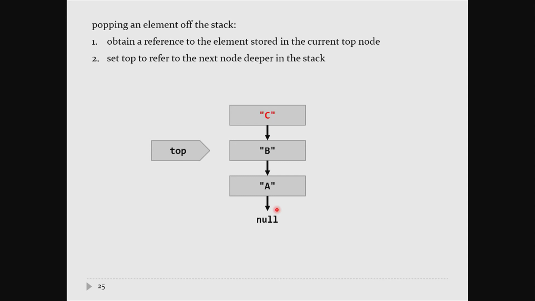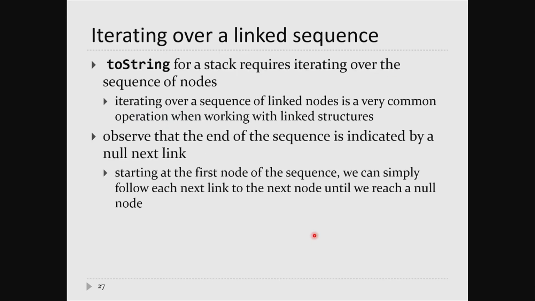For toString, for a stack, you probably want to print out all of the nodes, well, all the elements that are stored in the nodes. But that means you have to iterate over this sequence, and this isn't an array or an array list, so there's no get. I can't get node 0, node 1, node 2. I now have to iterate over this chain of elements.